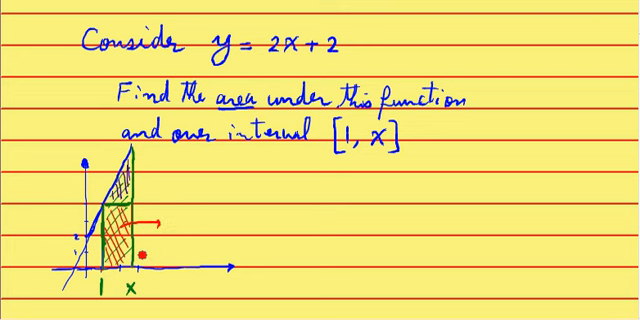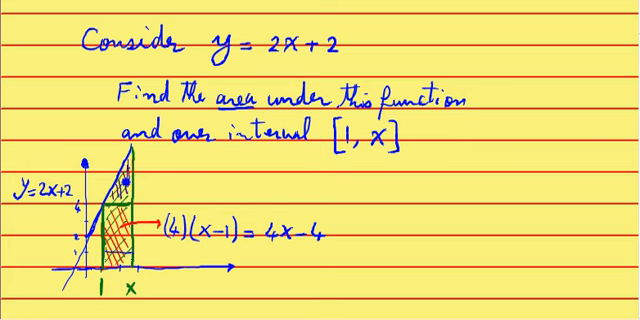Two pieces. What is the area of this red piece? How do you calculate the area of a rectangle? You take the height of it, multiply it by the base of it. Well, what's the height? How tall is this? If you take 1 and plug it in your function, remember this is y equals 2x plus 2, at 1 we are at 4. So the height of this thing is 4. So 4 times, how wide is it? I'm going from 1 to x. How do you find the width? That's just x minus 1. 4x minus 4. That would be the area for this piece.